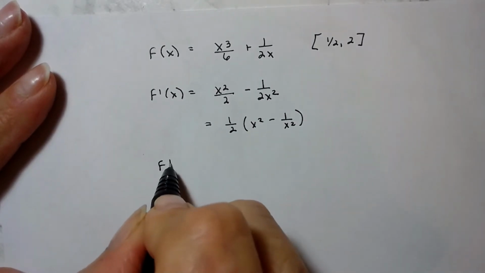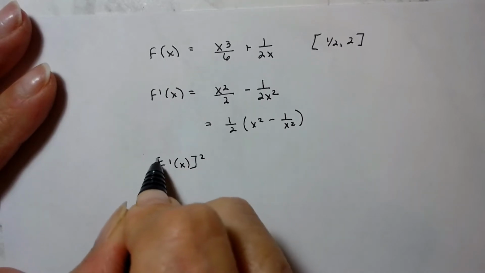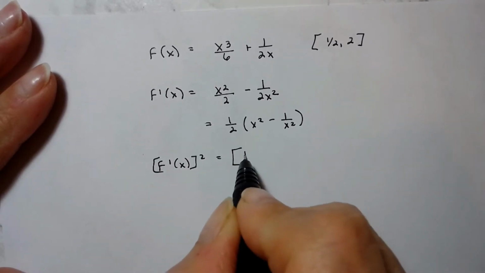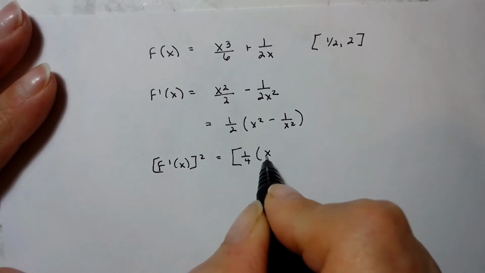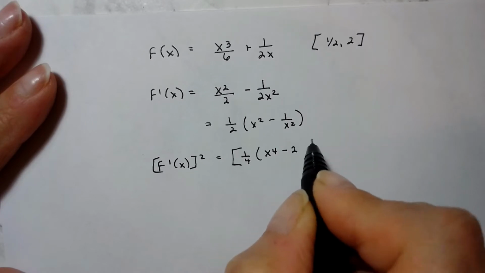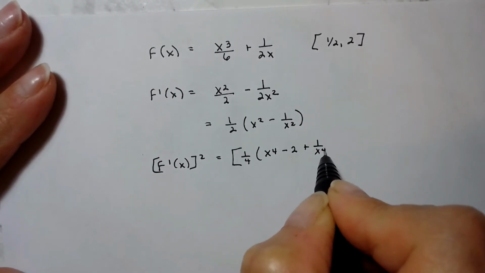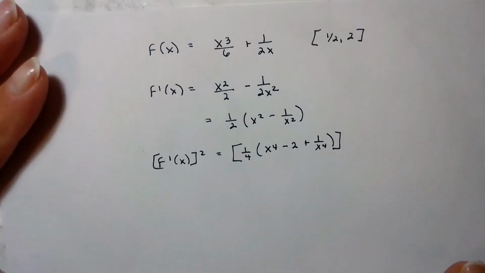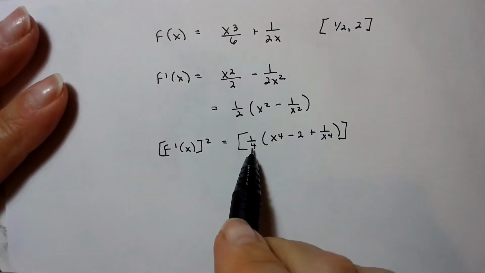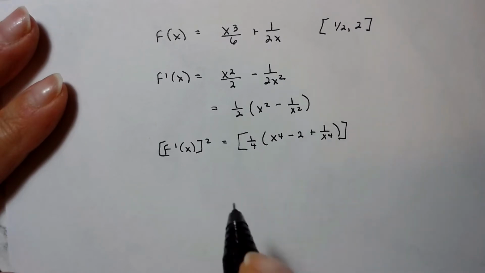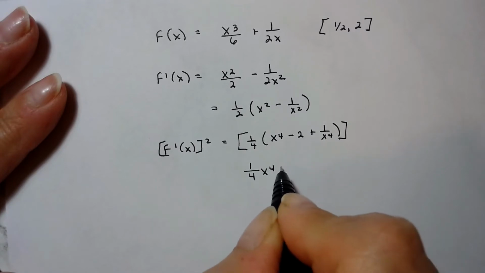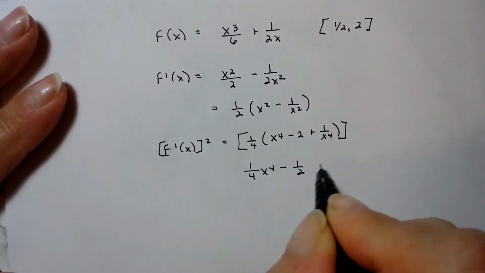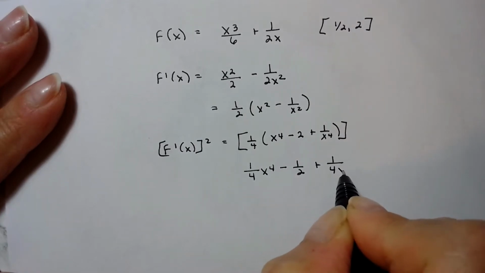So now if I square this derivative, I'm going to get 1/4, and now if I square this, I'm going to have x to the 4th minus 2 plus 1 over x to the 4th. And if I distribute that in, I'm going to have 1/4 x to the 4th minus 1/2 plus 1 over 4x to the 4th.